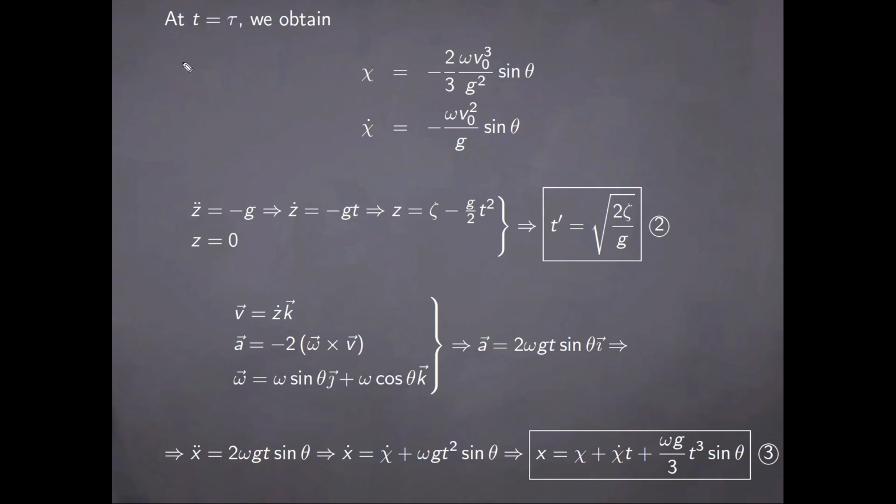Now, when t is equal with tau, so when the particle goes to rest on the vertical motion, we will have the total movement on the x-axis is the distance xi or chi given by the expression here, and the corresponding velocity on the x-axis is going to be the one here.